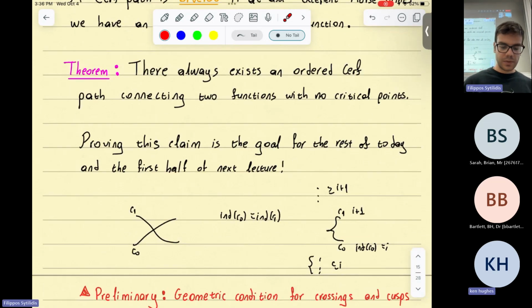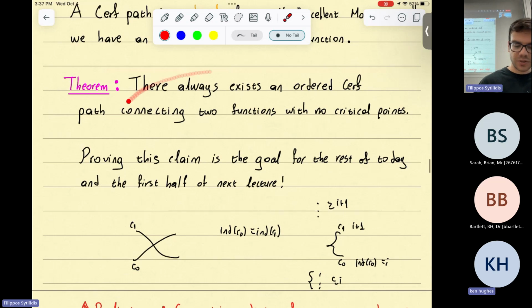When you say this theorem, I mean, think of this statement as, I should not have written the statement like that. The statement that I want is that any surf path is homotopic to an ordered one if the endpoints have no critical points. No. We've got a path to ordered. It's not necessarily ordered. That's what the theorem is. Exactly.